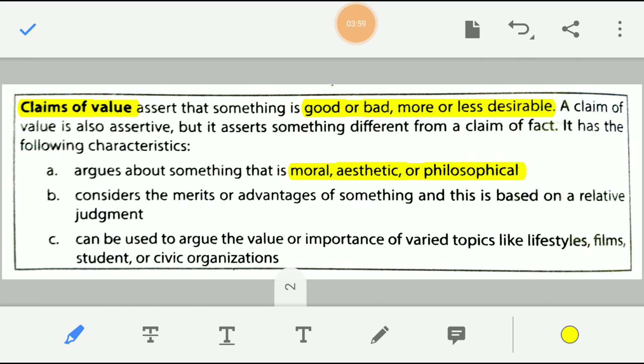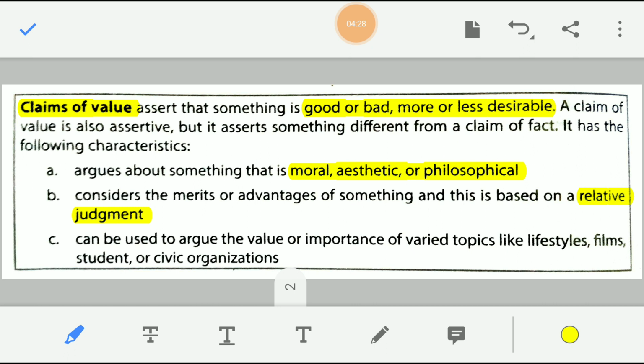Another, it considers the merits or advantages of something, and this is based on a relative judgment. Take note of the phrase relative judgment. Iba-iba ang paniniwala ng tao. What is beautiful in my eye may not be beautiful in your eyes. So, in that sense, you are using your judgment to say how things are based on your own belief.